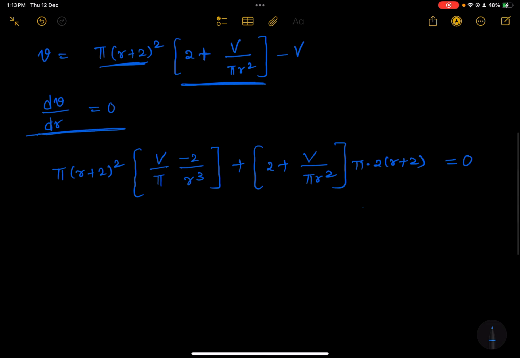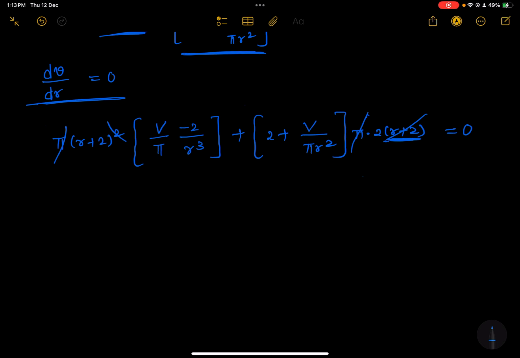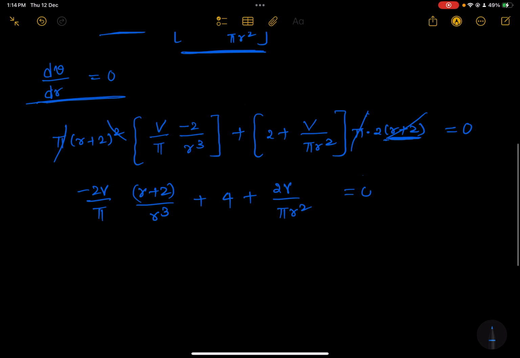So we can cancel out pi. I mean, we can take the pi to that side and it will become 0. And r plus 2 cannot be zero as r cannot be a negative value, so we can cancel out r plus 2 as well. So this will be minus 2V by pi into r plus 2 by r cube plus 4 plus 2V by pi r square, equals 0. Understood?